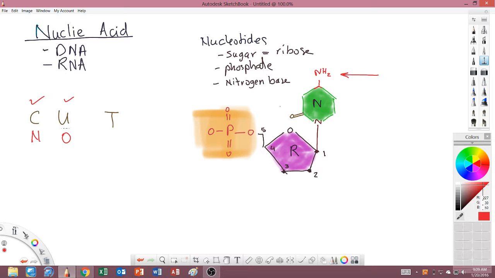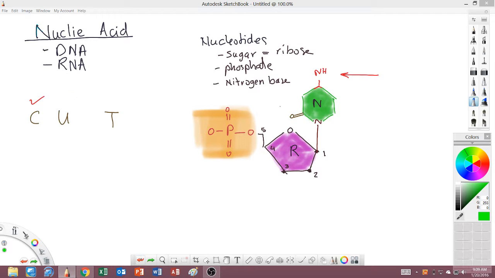Now T, thiamine, is completely different. So it is, for example, uracil, but now you add here a methyl group, CH3. A methyl group, CH3. Here, this one in green, methyl group. Okay, so now in terms of structure, you know the difference between C, T, and U.